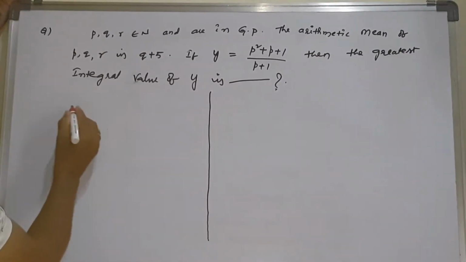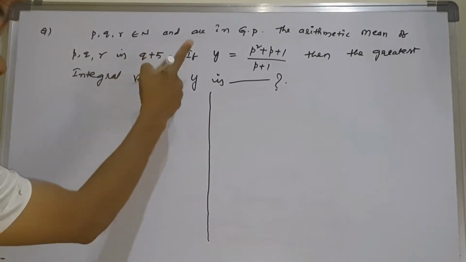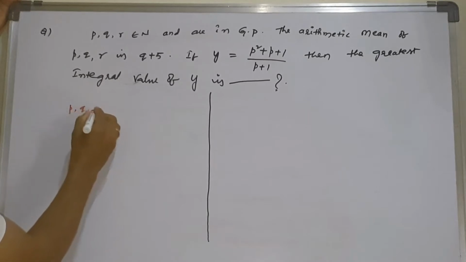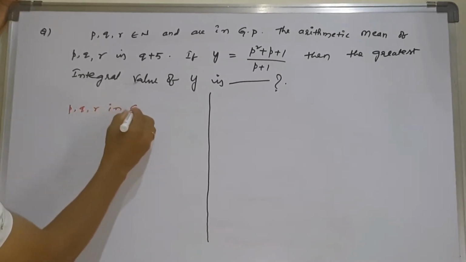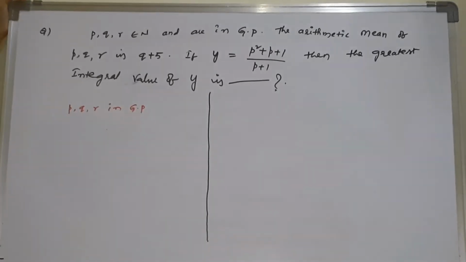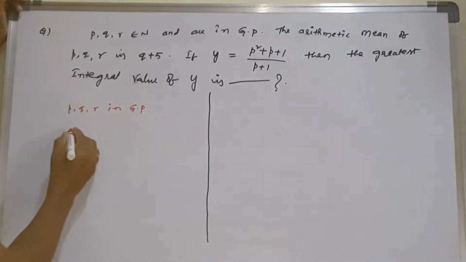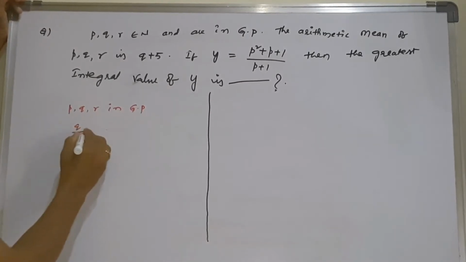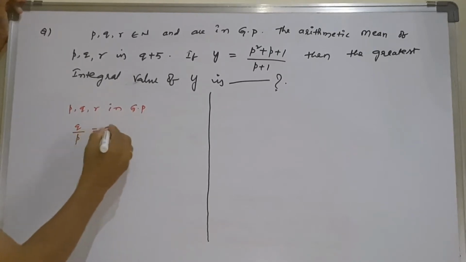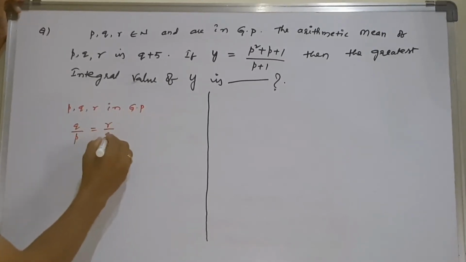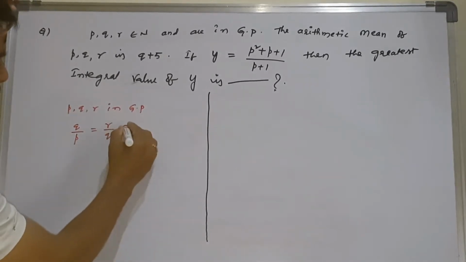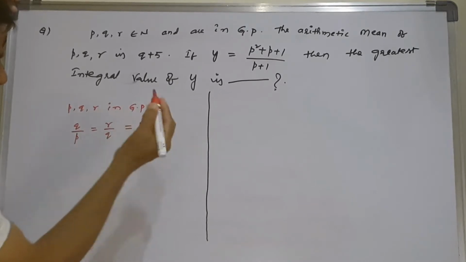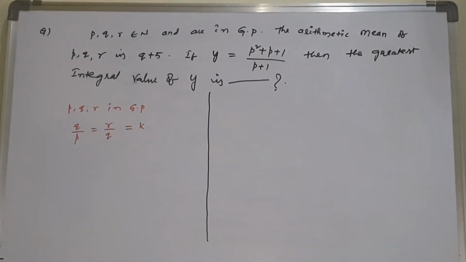Firstly, it's given that P, Q, R are in GP, in geometric progression, meaning they have a common ratio. I can conclude that Q by P is equal to R by Q, which is equal to some common ratio. Let it be K.